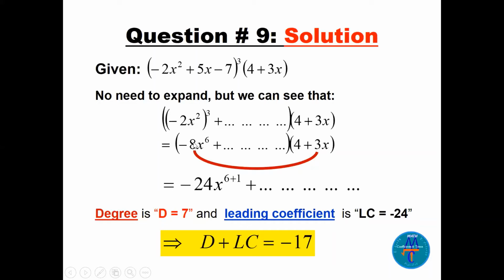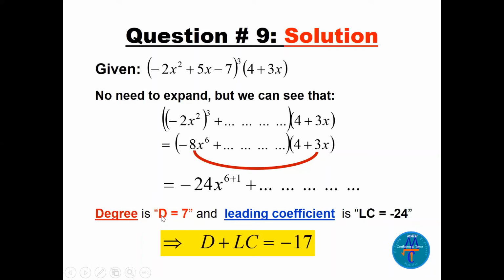Why do I multiply only this and this? Because it will give me the highest power, you see? If I multiply x power 6 with 4, I don't need it. It's x power 6. I need the highest. So the highest, minus 8 x power 6 times 3x. So it will be minus 24 x to the power 6 plus 1, 7. This is what I need.